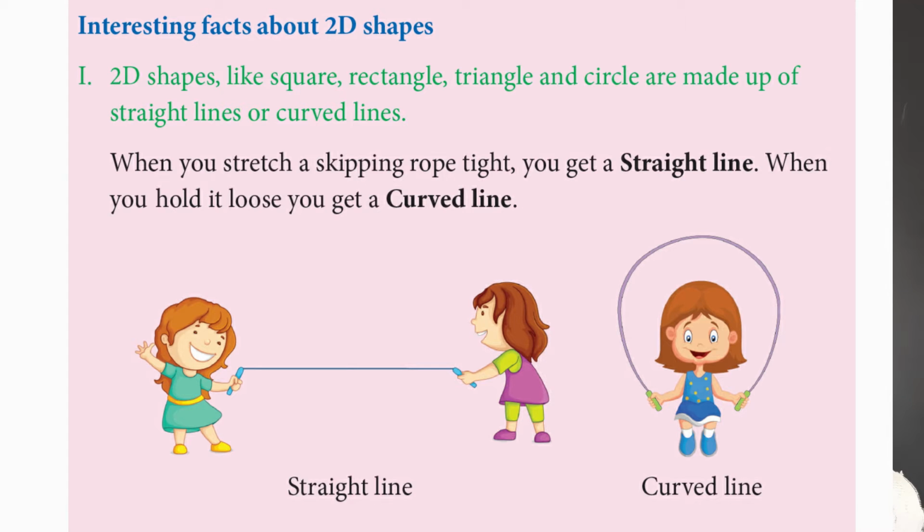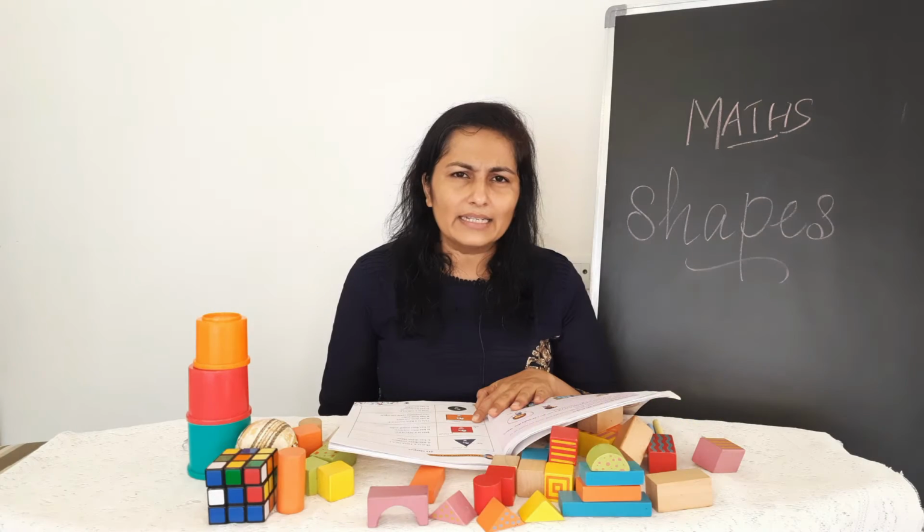The first interesting fact about a 2D shape is, as you can see, when you stretch a skipping rope tight, you get a straight line. When you hold it loose, you get a curved line. Why are we reading that?